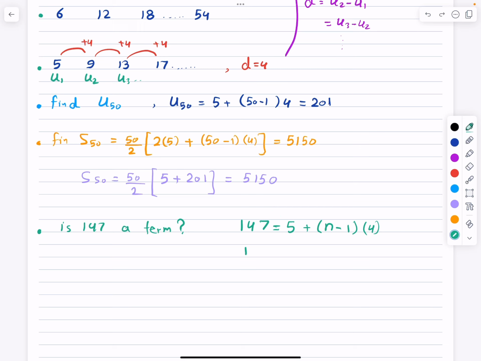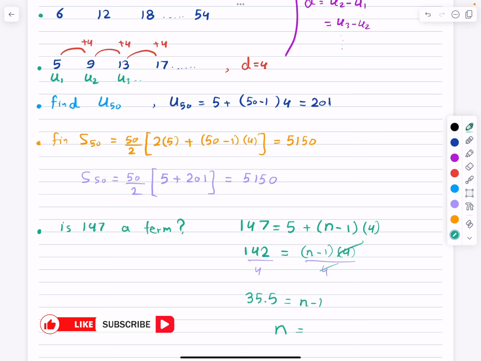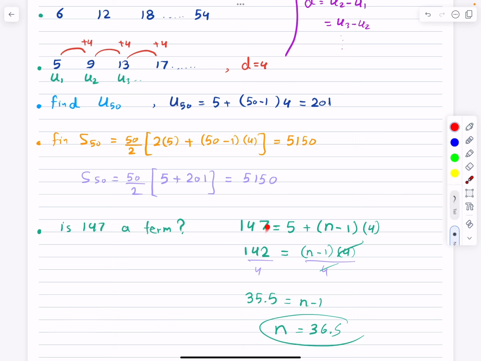So 147 minus 5 will be 142, equals n minus 1 times 4. Now we will divide by 4 on both sides. So 142 divided by 4 will be 35.5, equals just n minus 1. So if we add 1, n will be 36.5. And now, since we have a decimal number, not a whole number, it means 147 is not a term in this sequence.